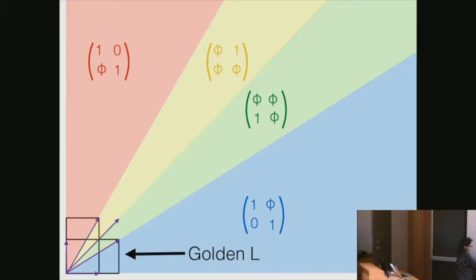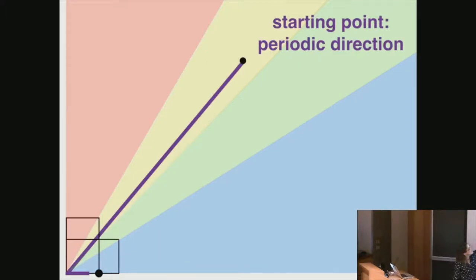We choose the ones that take the standard basis vectors to these purple vectors that I've put here. And those are chosen so that the matrices have determinant one, so that they're area preserving. Okay, so we're going to do basically the same thing. Suppose we start with a periodic direction, which we know because it's from unfolding golden L's, like this one. This is a periodic direction. You will see it's in the yellow sector.